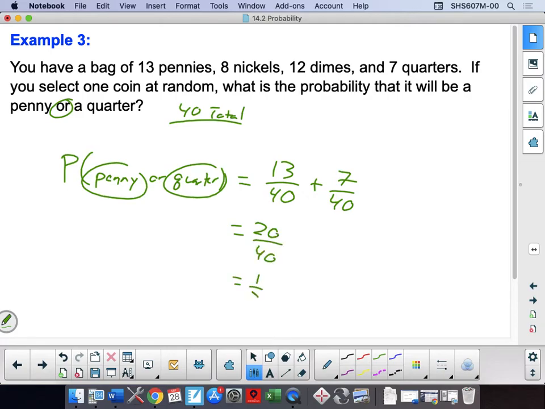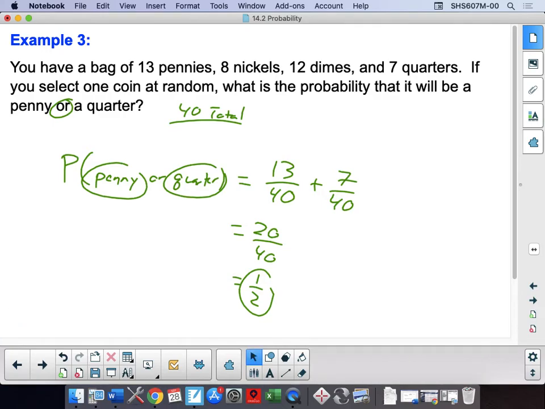Does that make sense though? Why is my answer 1/2? Because half of the coins are pennies and quarters, so the probability of getting a penny or a quarter is 1/2. That's kind of what an OR question would look like.